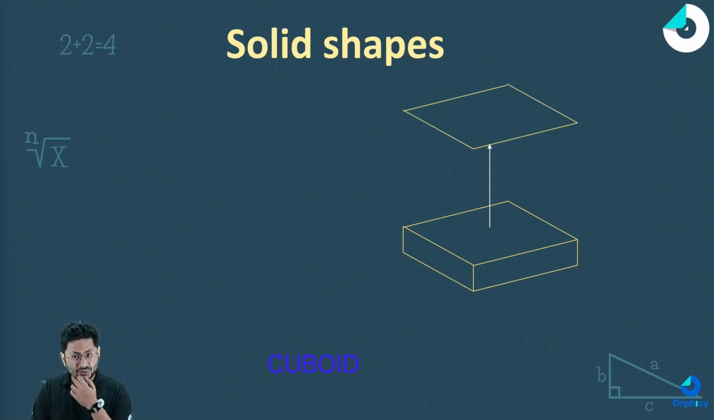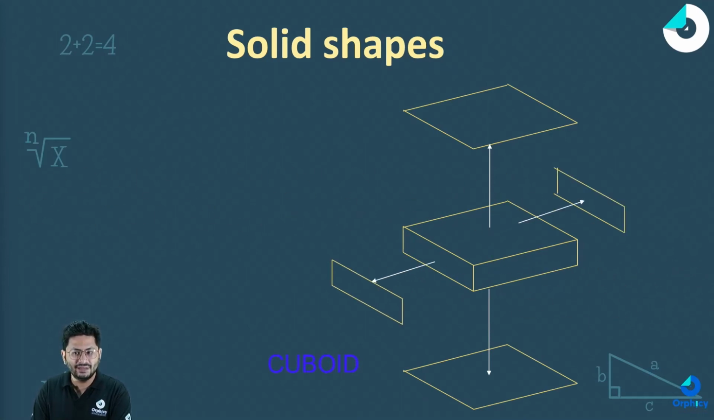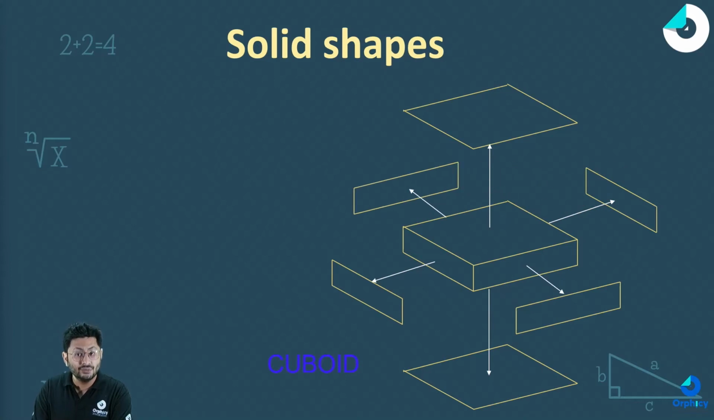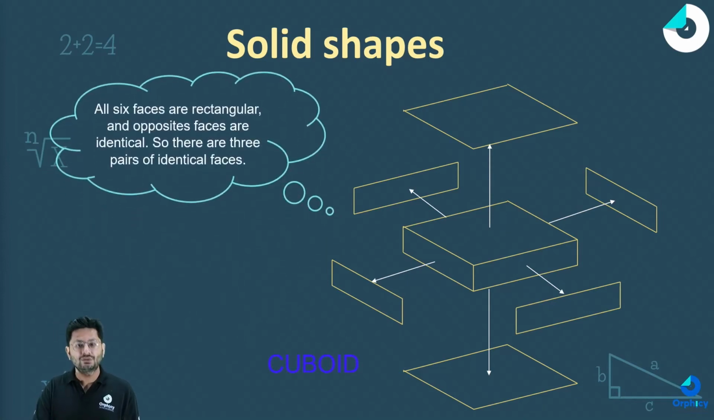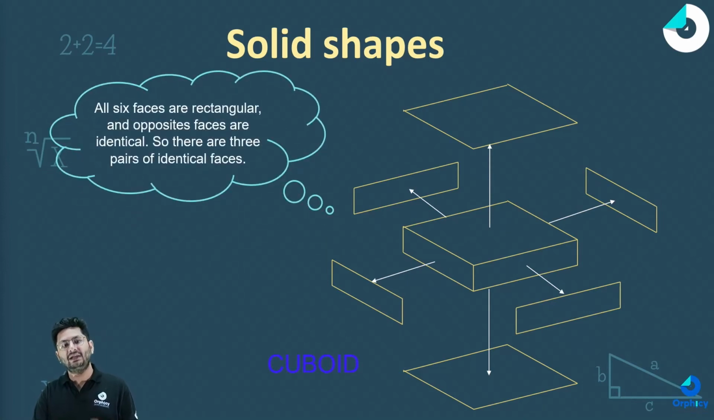Okay, so this is the top face. This one is the bottom face. This is the side face, again a side face, then front face and the back face. So we can say there are 6 faces and all the 6 faces are rectangular in nature. So all 6 faces are rectangular and the opposite faces are identical. So there are 3 pairs of identical faces.